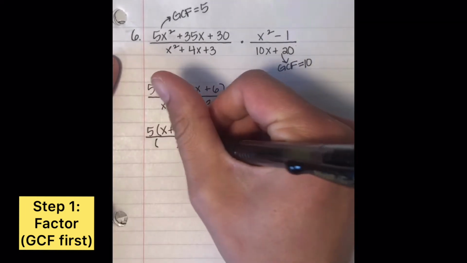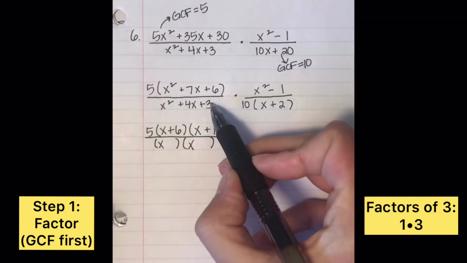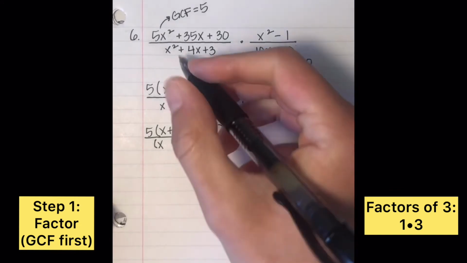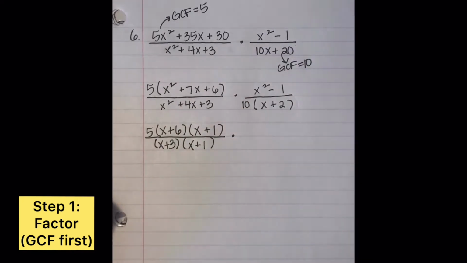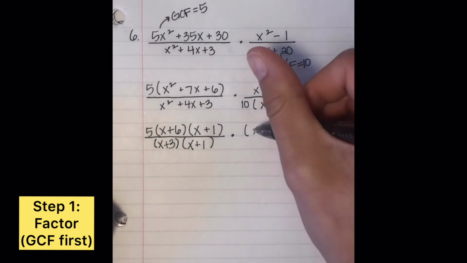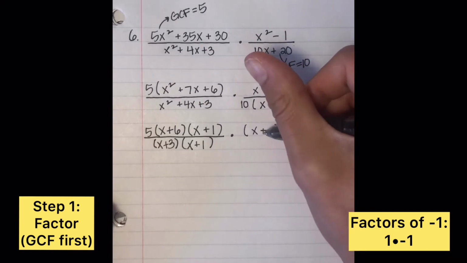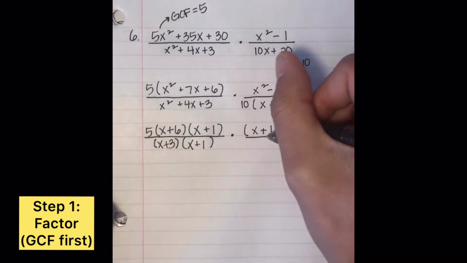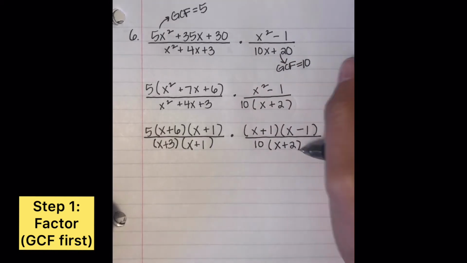On the bottom, 2 parentheses, x times x. We need to multiply to get 3, add to get 4, so x plus 3, x plus 1. Then x squared minus 1, 2 parentheses, x times x. We need to multiply to get negative 1, but cancel out to 0 because there's no x, so x plus 1, x minus 1. Then I'm just going to rewrite 10 parentheses x plus 2.